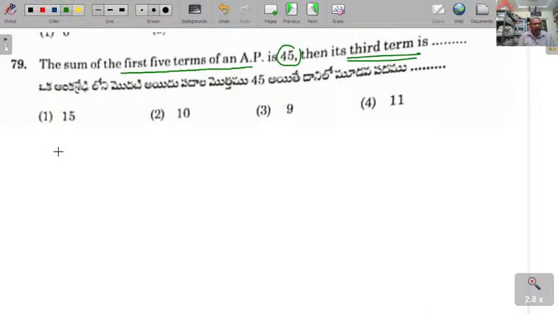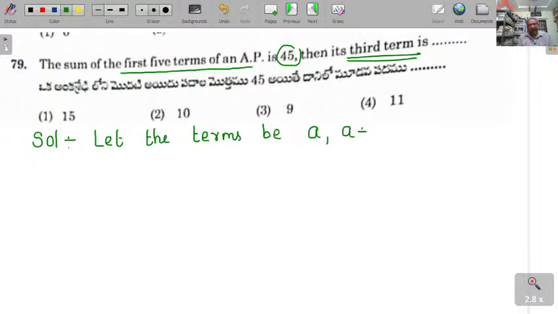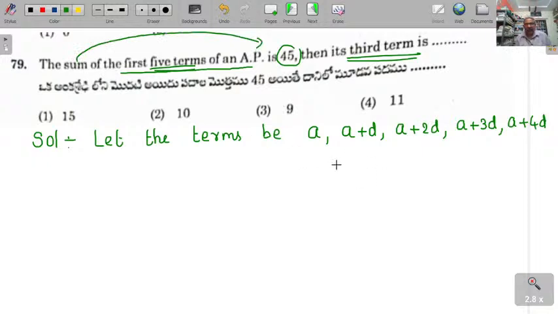The sum of the first 5 terms of an AP. First, let us write the first 5 terms of the AP. So let the 5 terms be, say, a the first term, a plus d the second term, a plus 2d the third term, a plus 3d the fourth term, a plus 4d the fifth term. Because there are 5 terms in the arithmetic progression, their sum is given as 45. So let us add all these 5 terms.